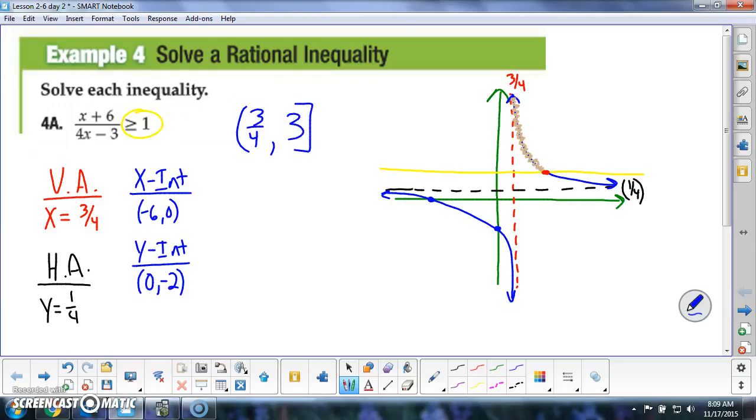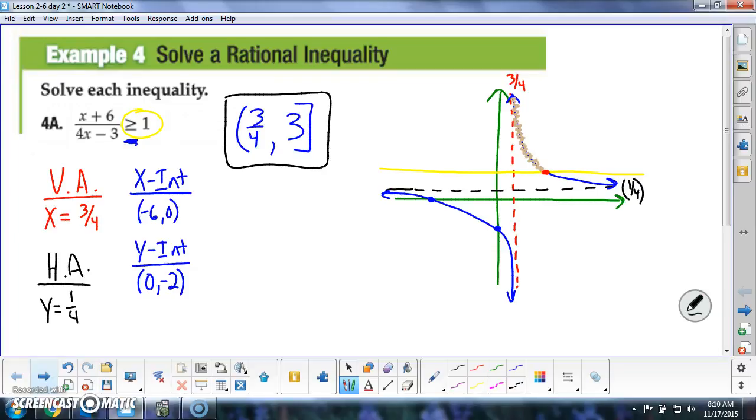Now an important aspect on this is I have to put a bracket on the 3, but a parenthesis on the 3/4. The reason there's a bracket on the 3 is because look at the inequality right here. It's greater than or equal to. Thus there's a bracket. And the reason there's a parenthesis on the 3/4 is because you always put a parenthesis on an asymptote, because it never equals that particular value. It just gets closer and closer to the asymptote. So this is our answer for the problem.